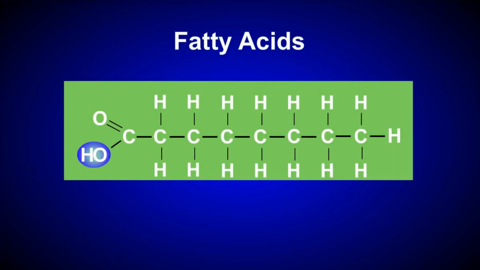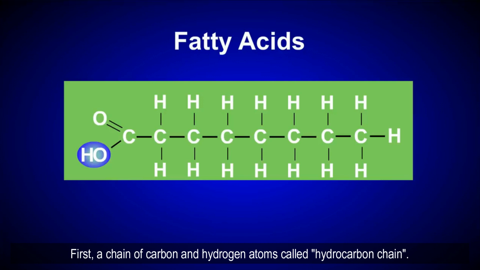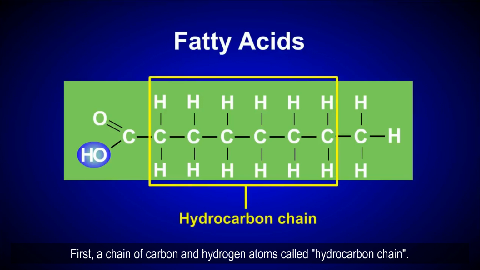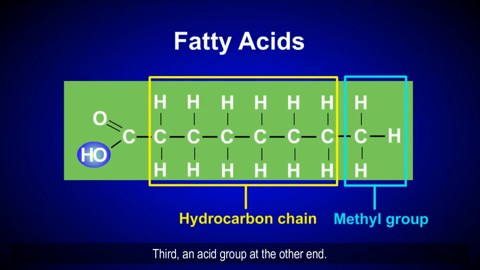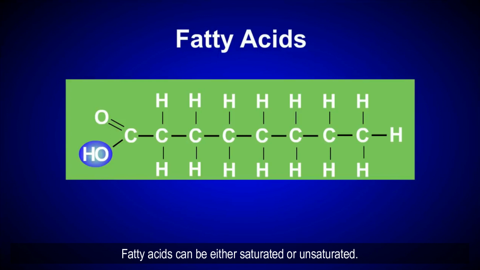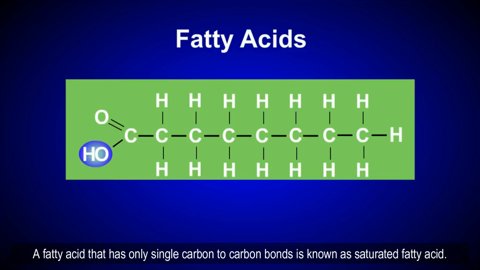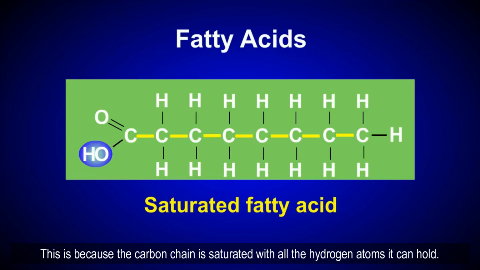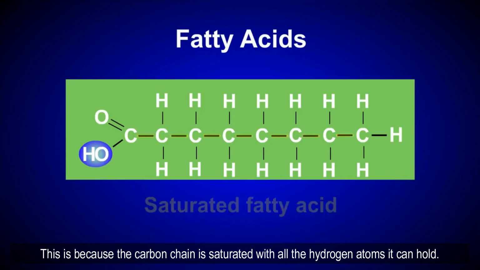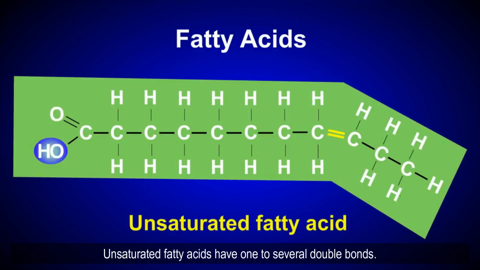Now let's take a look at the fatty acids. Fatty acids have three main parts: first, a chain of hydrogen and carbon atoms, which we call a hydrocarbon chain; second, a methyl group at one end; and third, an acid group at the other end. Fatty acids can be saturated or unsaturated. A fatty acid that has only single carbon-to-carbon bonds is known as a saturated fatty acid. This is because the carbon chain is saturated with all the hydrogens that it can hold. While unsaturated fatty acids have one to several double bonds.